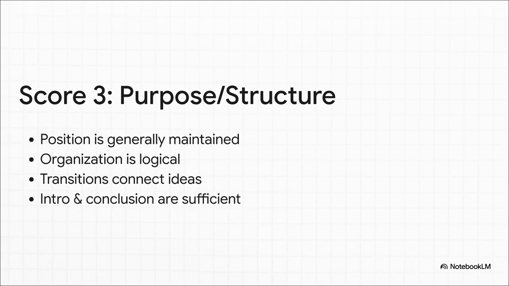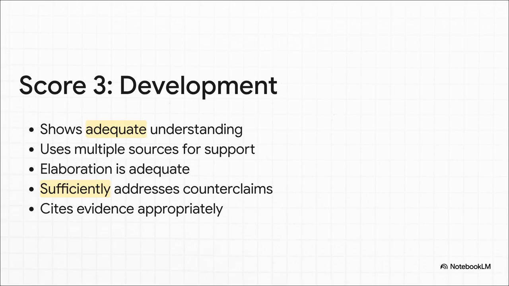Logical, generally sufficient? It all works. It makes sense. But it doesn't quite have that extra punch, that strengthening or enhancing quality we saw in a 4. And you guessed it, we see the same pattern here in development. The understanding is adequate. The elaboration is adequate. Counterclaims are sufficiently addressed. All the pieces are there and it all makes sense. It just might not have that wow factor, you know? It's missing that deep, original thinking that really elevates a paper to a 4.